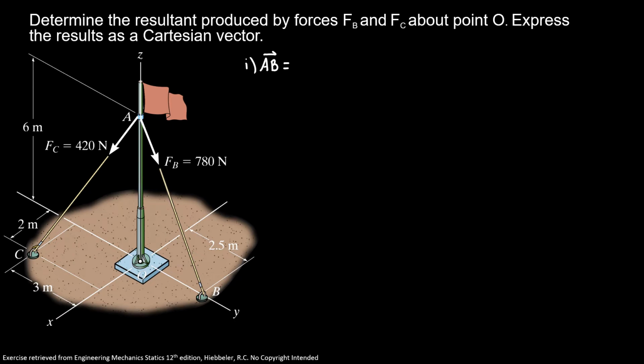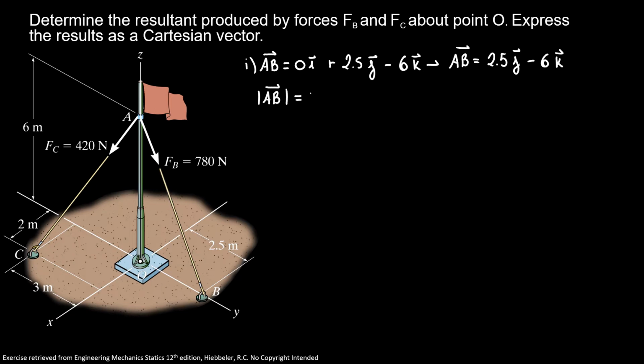So my vector AB is 0i plus 2.5j minus 6k. Now we're going to find the magnitude of the vector AB. That's equal to the square root of 2.5 squared plus minus 6 squared. So the magnitude of my vector AB is equal to 6.5.